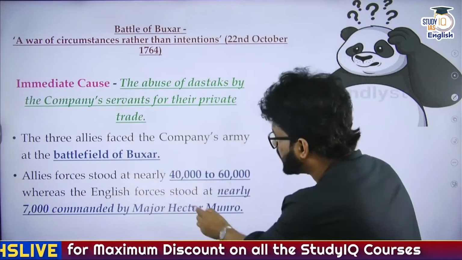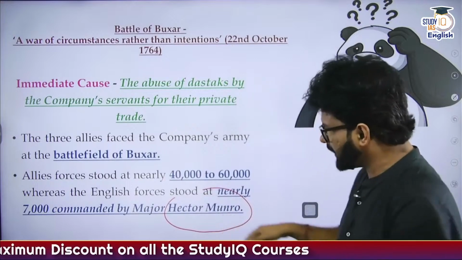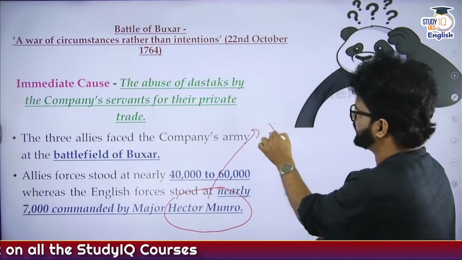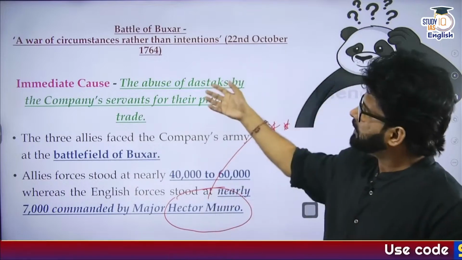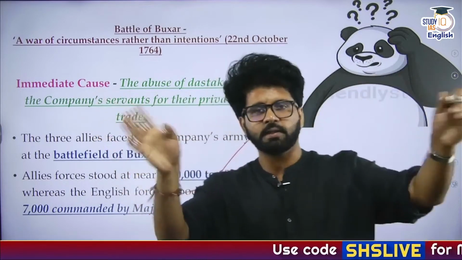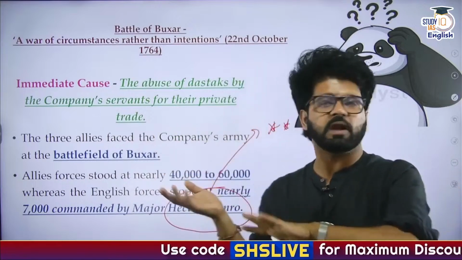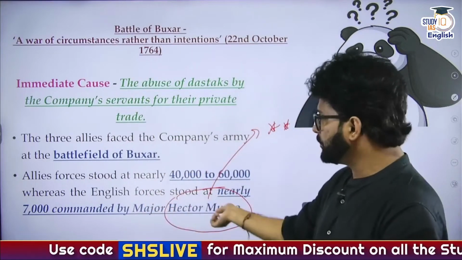Now, Hector Munro. Generally what happens? This is again an important and tricky point. In the Battle of Plassey, you have Lord Clive, Robert Clive. In the Battle of Buxar, many people go with the flow and take Robert Clive only. Robert Clive is not the commander now. Hector Munro is the commander.